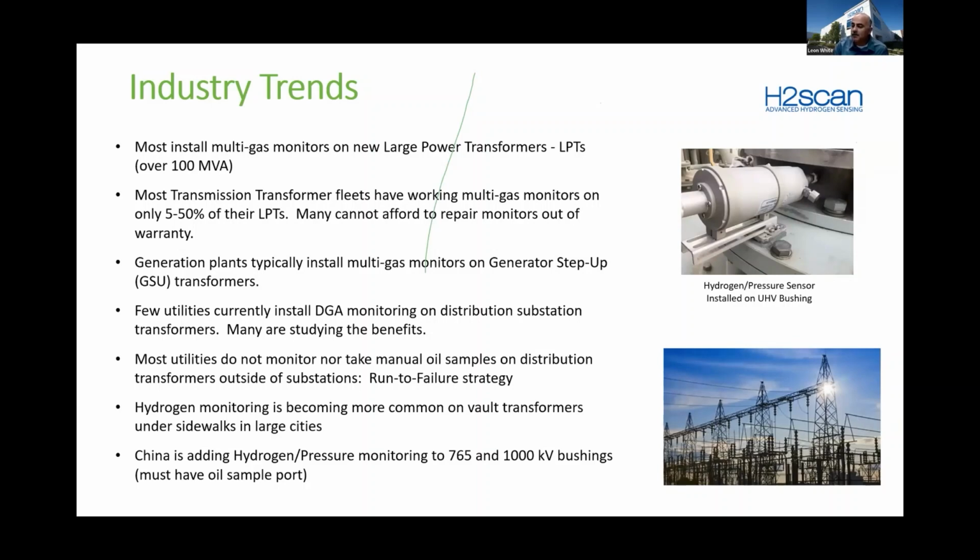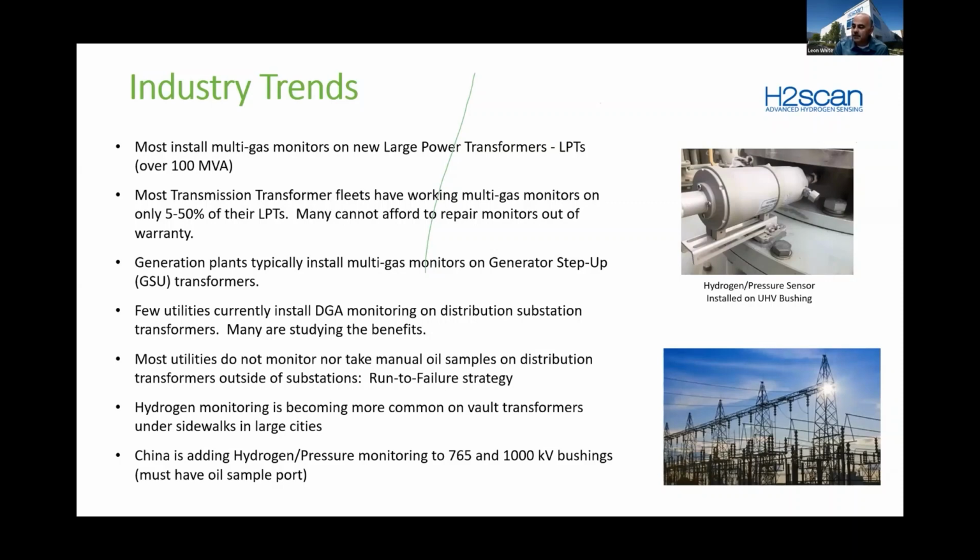Hydrogen monitoring is becoming more common on vault transformers under sidewalks in large cities. So people are looking at installing monitoring on those vault transformers. I've talked with some people that say they've had vault transformers installed for 15, 20 years and never had a failure. But those transformers aren't going to last forever. Then you've got people like Con Ed in New York that has like 28,000 vault transformers installed. So of course, monitoring all those becomes a monumental task. And so how do you do that? How do you develop a plan to do that?